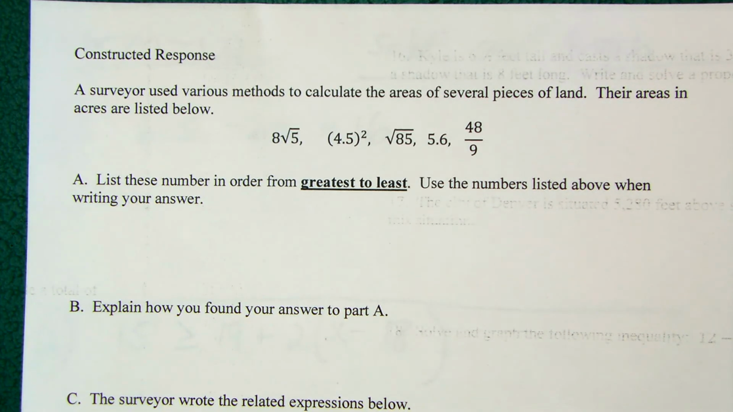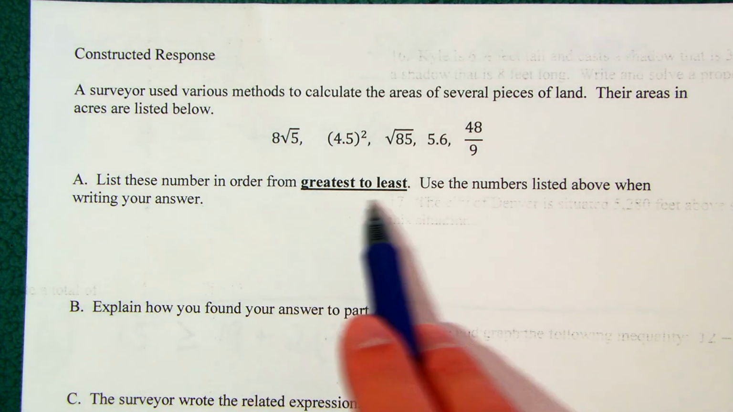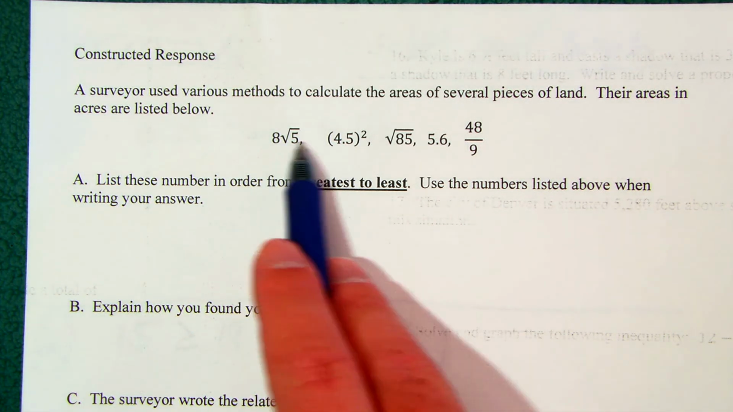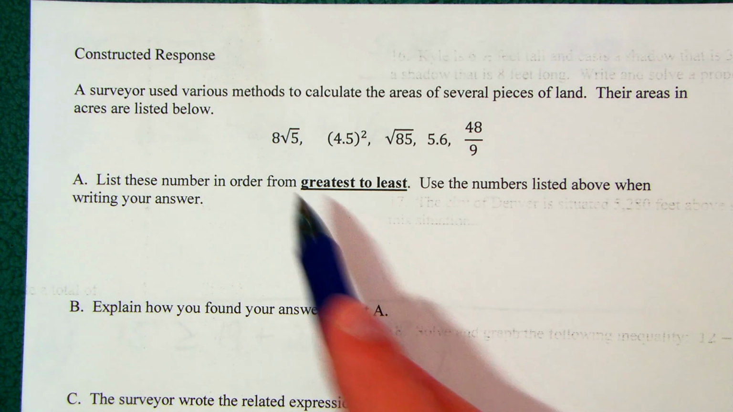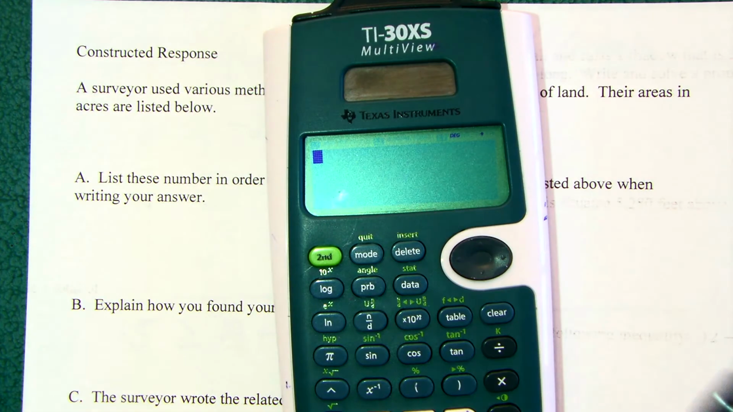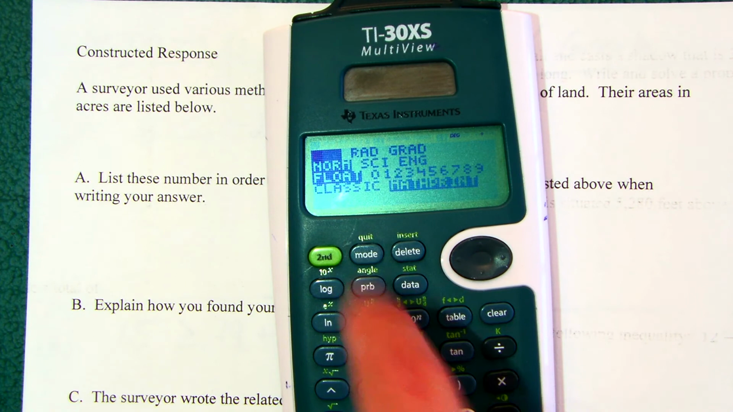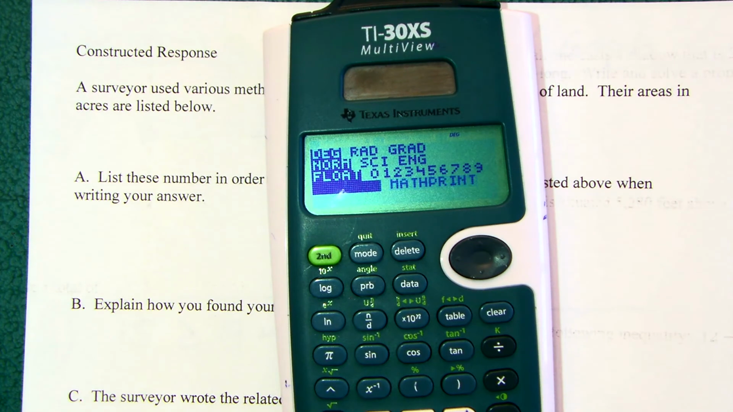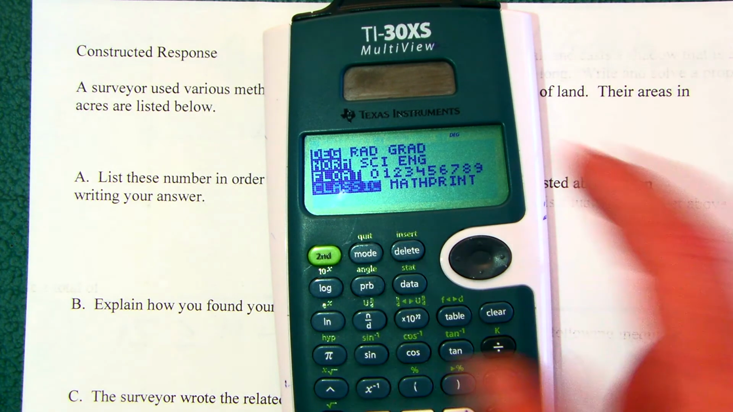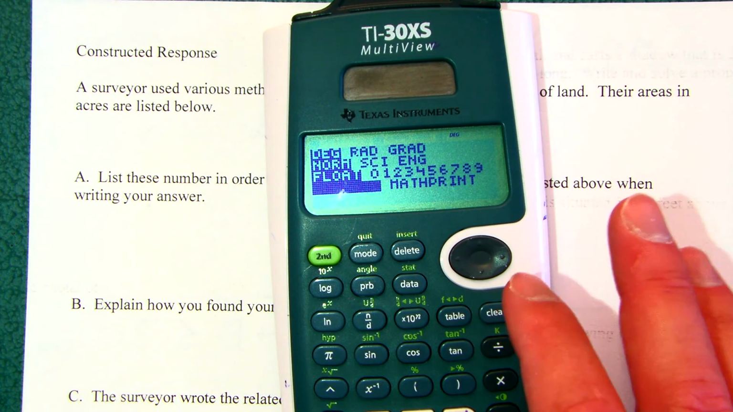All right, so for this open-ended one here, this is just really a calculator problem. Going back to the beginning here when we were dealing with real numbers. So you want to list these numbers from greatest to least. We want to use these exact numbers when we're listing them. So I would get all these in decimal form. So if you have one of these calculators, you want to go into mode and then classic. So that classic will always give you decimals. Math print just simplifies your square roots.